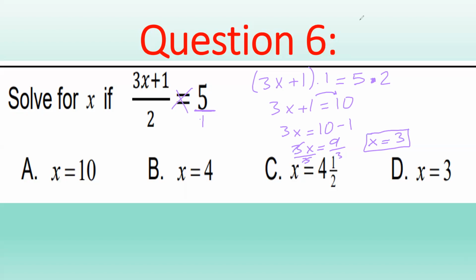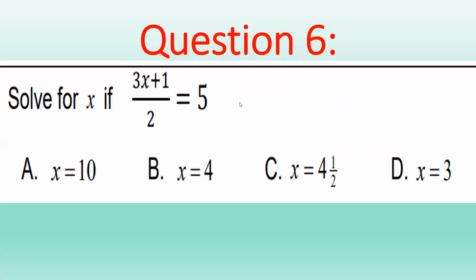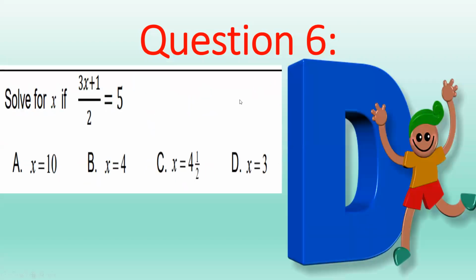Our answer is D. Let's see whether our answer is right or not. D is correct. Yes, x is D. If you want to check, you can try it. Just take x = 3 and put it here, and let's see what's going to happen. Are you getting 5 or not? 3 times 3, for x I'm writing 3, plus 1, over 2. 3 times 3 is 9. 9 plus 1 over 2. 9 plus 1 is 10. 10 over 2 equals 5. As you see, you are getting 5.